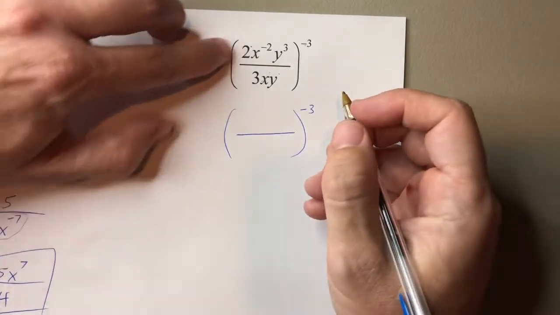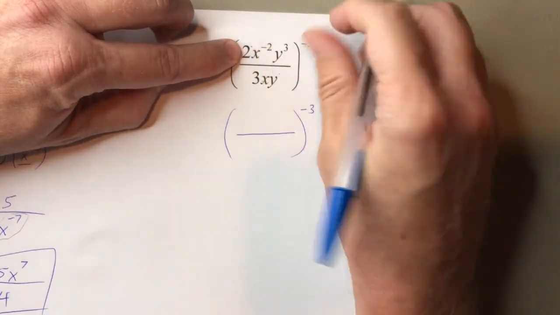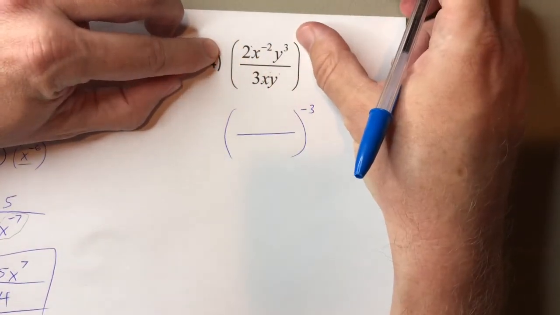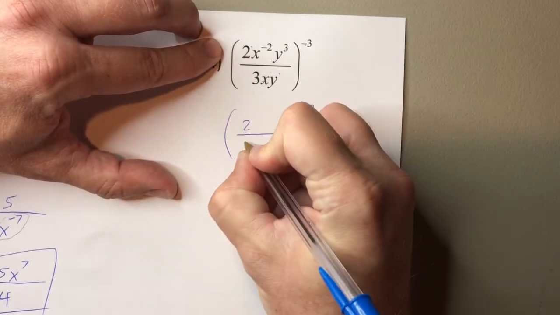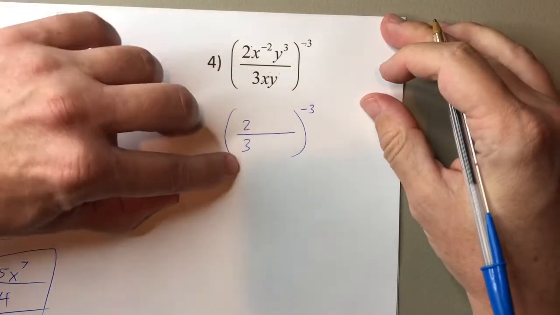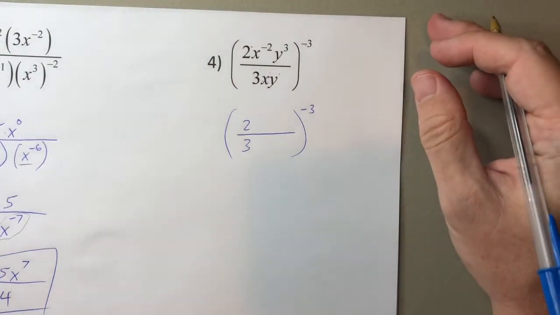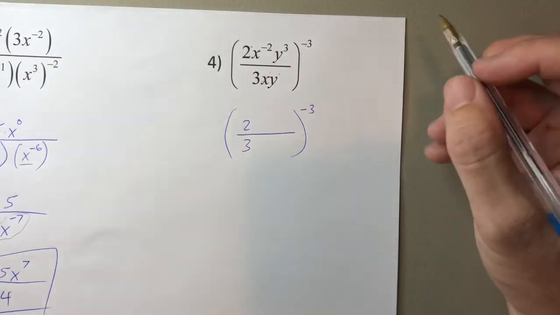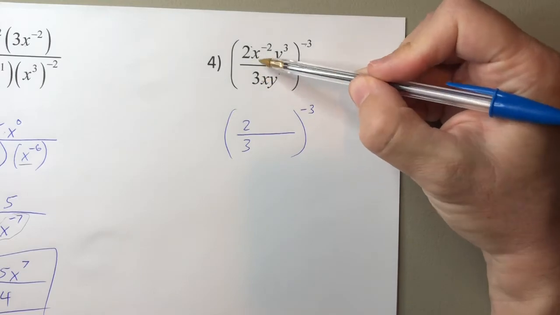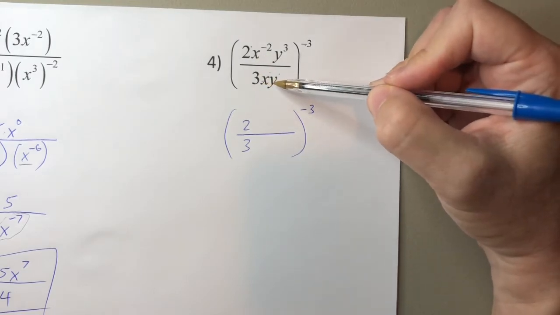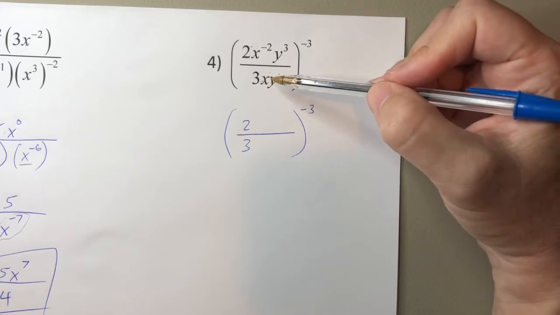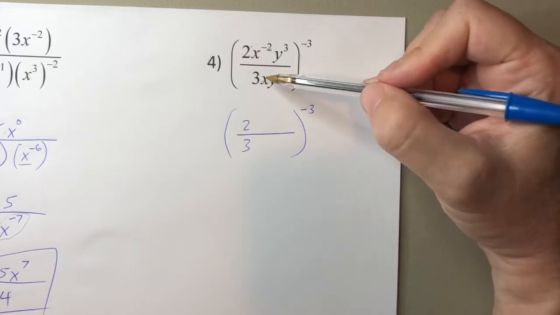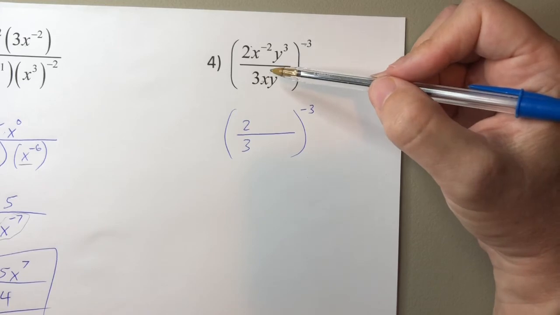Okay, so the 2 is not raised to anything inside the parentheses. I can't reduce it with the 3. They're both prime. So I'm going to go ahead and just write down these two numerical coefficients. So 2/3. The next thing I'm going to do is look at these bases that I'm dividing. All right, I'm dividing the x's. So really, when you divide like bases, you're going to subtract the exponents.